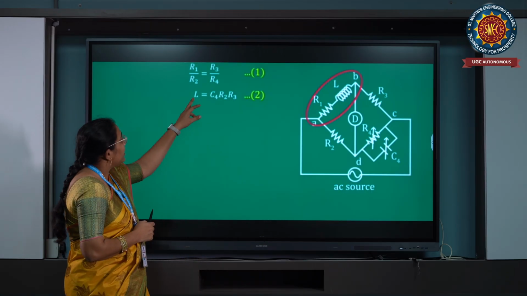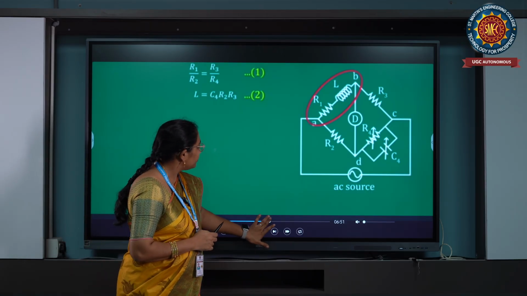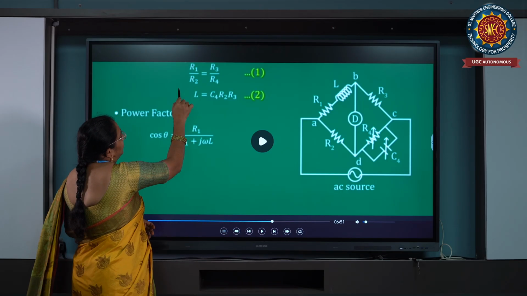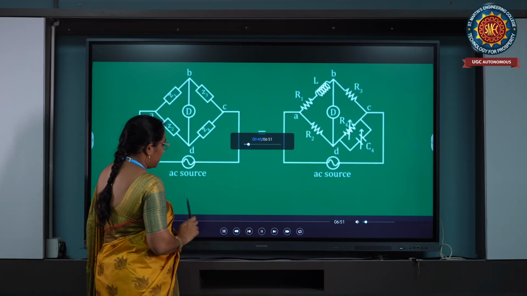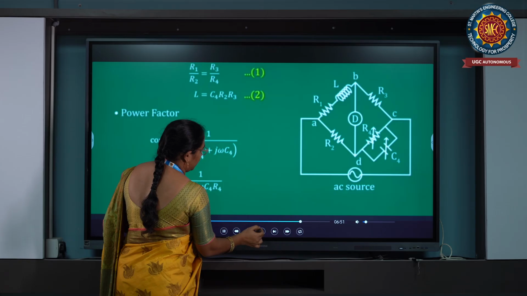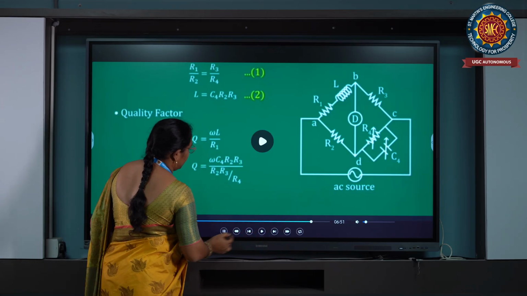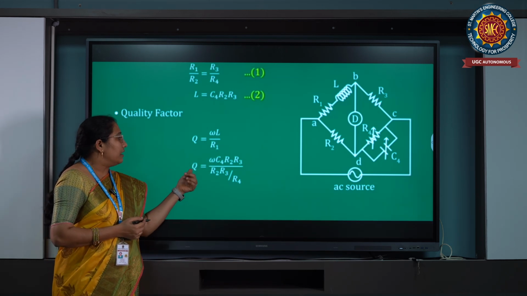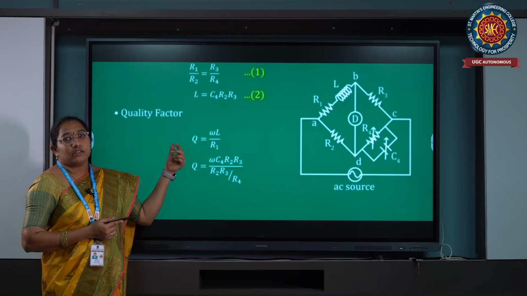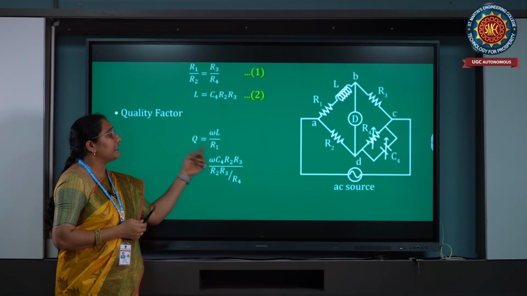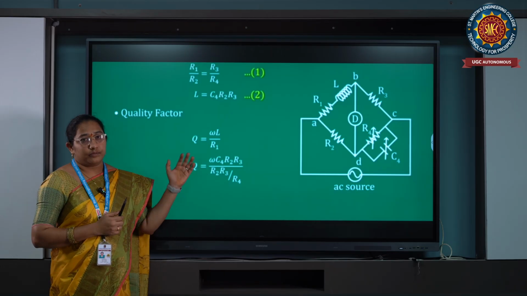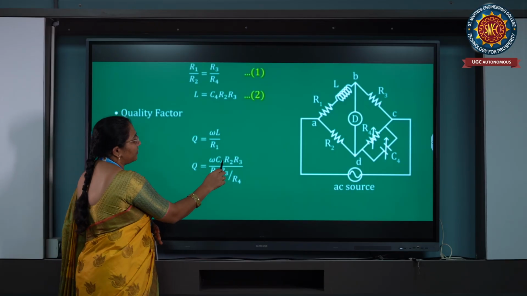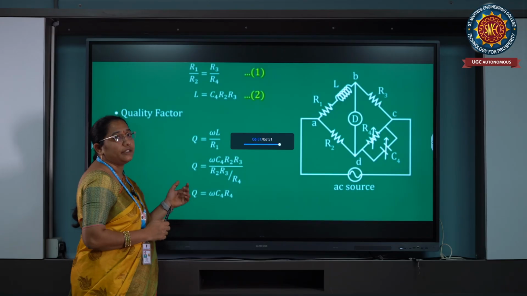These are the unknown resistance and unknown inductance values for Maxwell's inductance capacitance bridge. Quality factor is equal to omega L by R1. Here we have different values for the inductor and resistor. By substituting these values in this equation, we will get the quality factor.